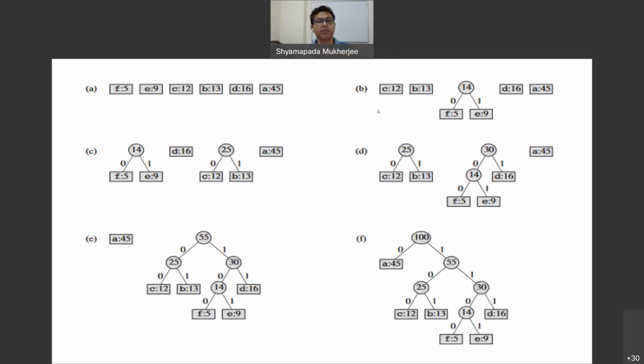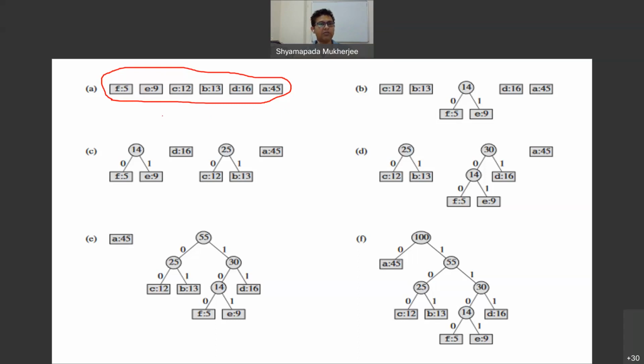So this example will show you how it is done. Initially all the nodes are pushed into a priority queue, and their frequencies are also reported here. F is 5 times present, E 9 times, C 12 times, the thousands we are denoting by normalizing it. B is 13 times, D is 16 times, and A 45 times.